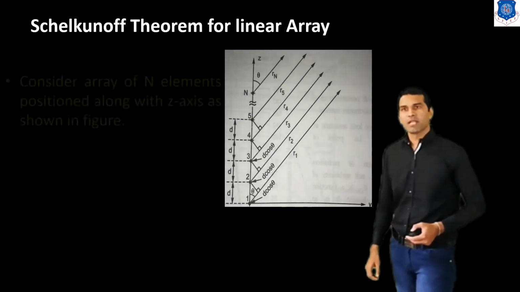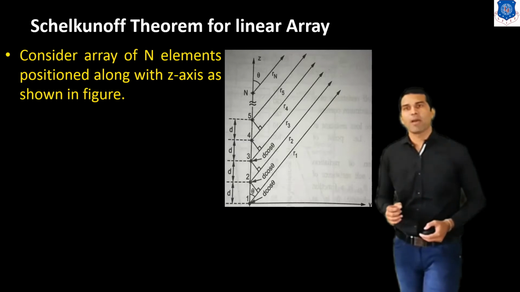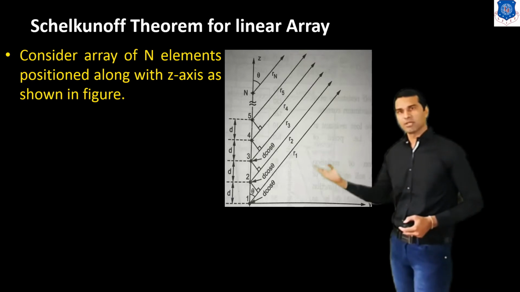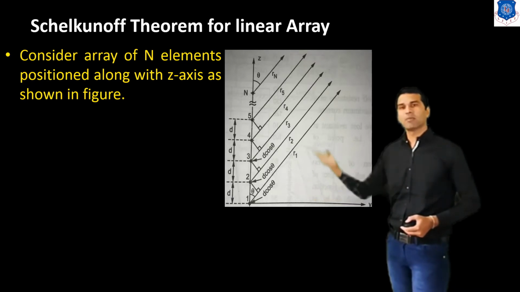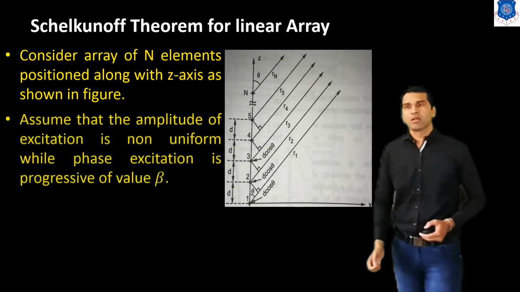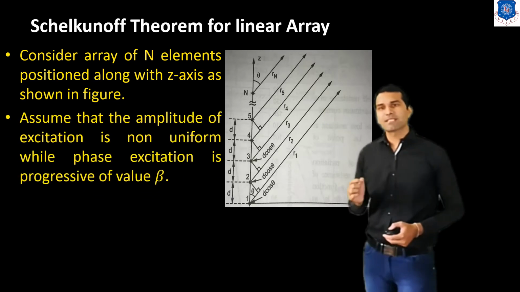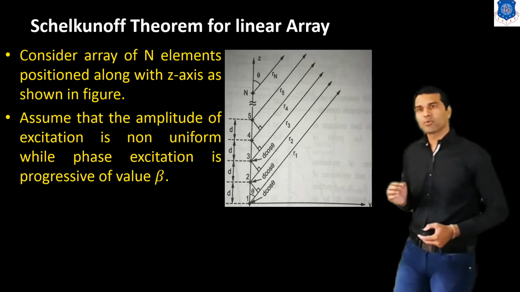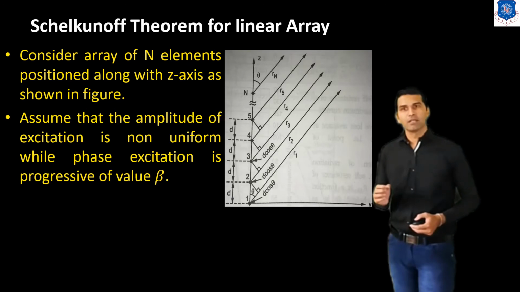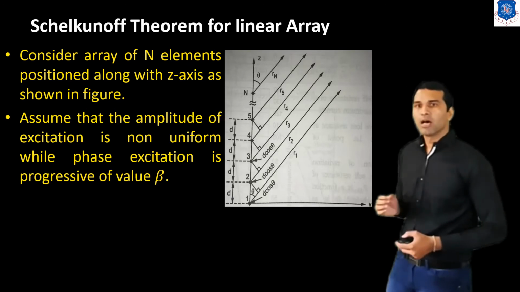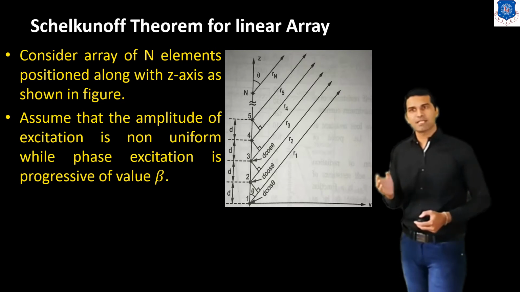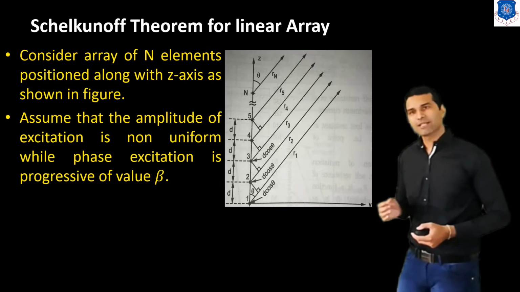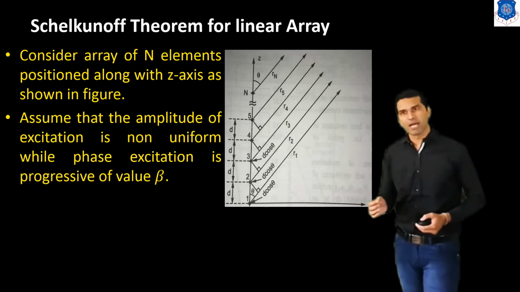Now we consider an array of n elements positioned along the z-axis as shown in this figure. So here we have considered n number of elements, assuming that the amplitude of the excitation is non-uniform, while the phase excitation is progressive with a value of beta. That means the amplitude is not uniform, and the phase excitation is progressive with the value of beta.